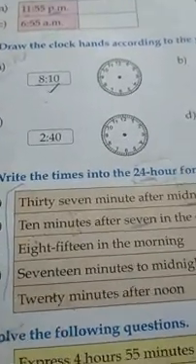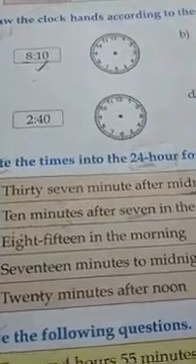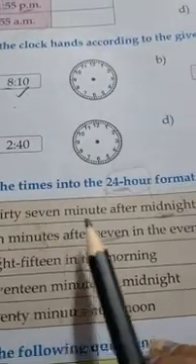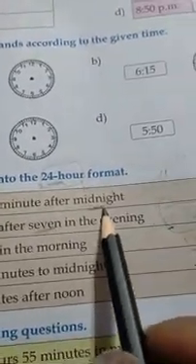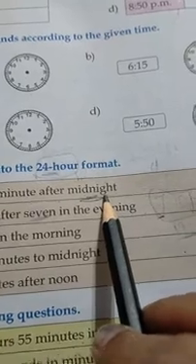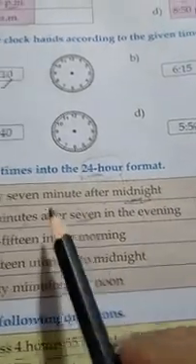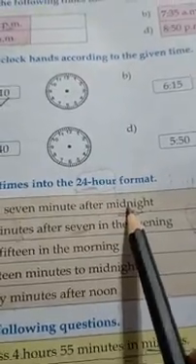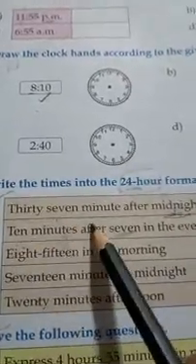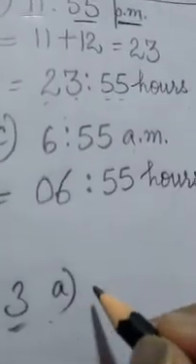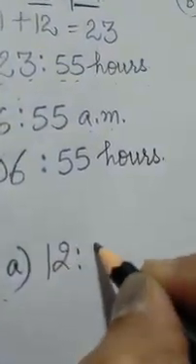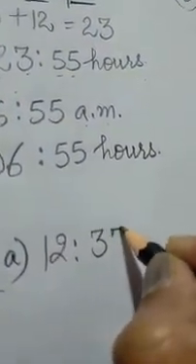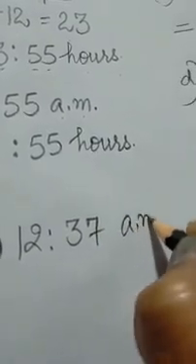Part A. What is there in part A? 37 minutes after midnight. Midnight is at 12 o'clock. Then 37 minutes after midnight means 37 minutes after midnight. Then what will be the time? 12:37 am. The time will be like this.